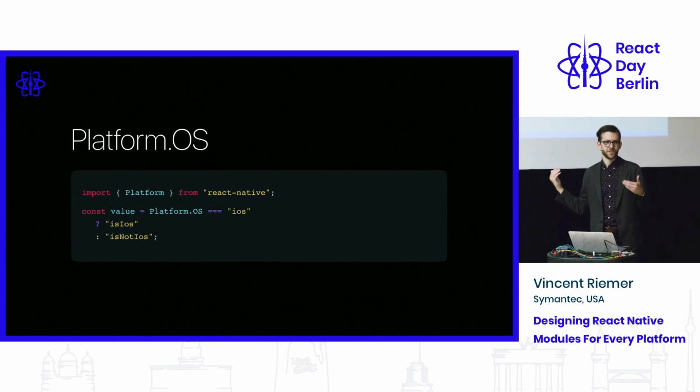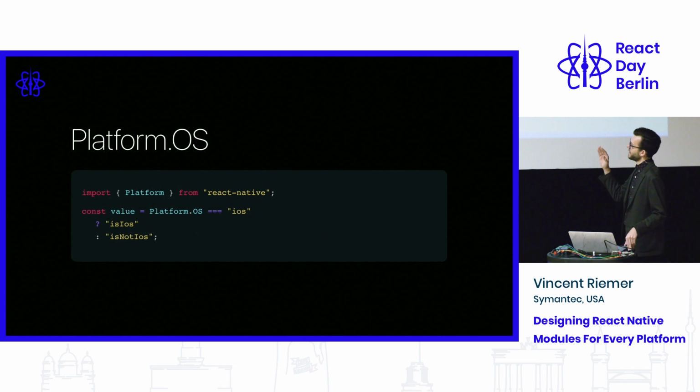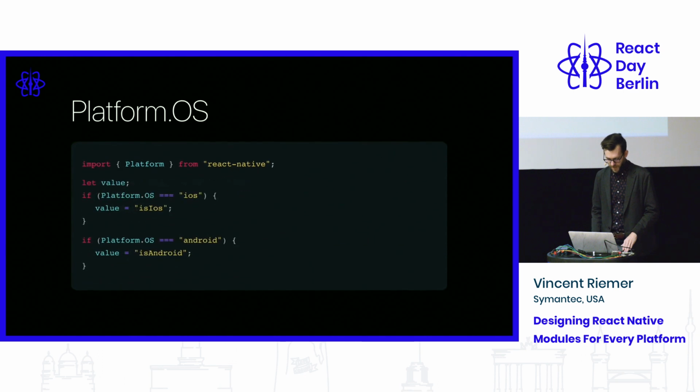And the value here is just a string saying if it is iOS or is not. And this is actually one of the good ways of using platform.os, because it's exhaustive. It's an if-else sort of, it's iOS or everything else. So this code is sort of inclusive to any other platform, because it is an exhaustive conditional.